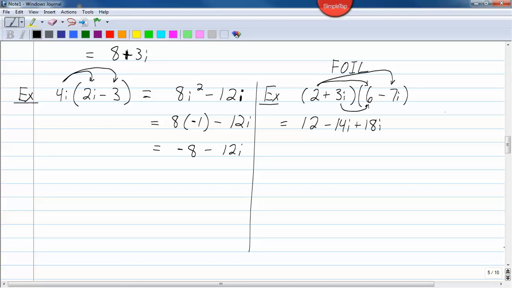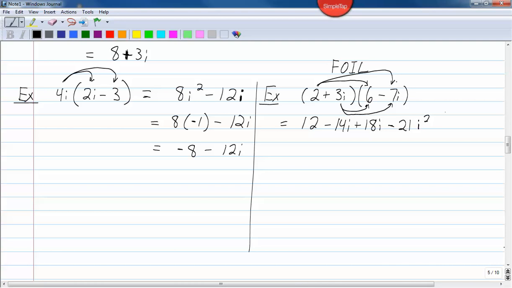And then multiply the last terms. The last term in each set of parentheses. So that's a positive 3i times a negative 7i, or a negative 21, and then I times I is I squared. Alright, so first, outer, inner, last. The way that I think about that and the way that I was taught, you say this first number here times everything in the other parentheses. And then you say this next number here times everything in the other parentheses. Okay, it works either way.